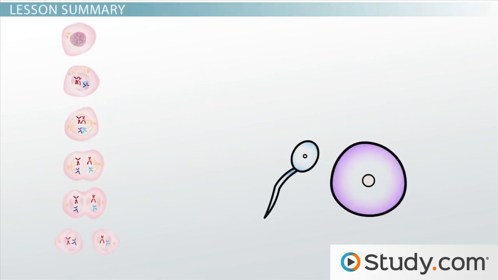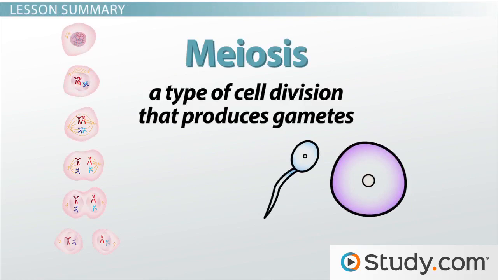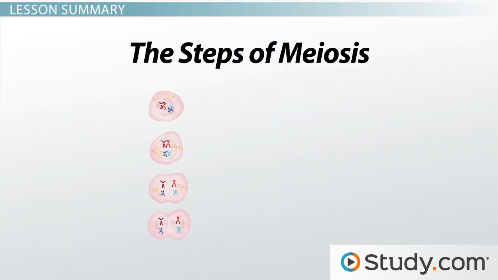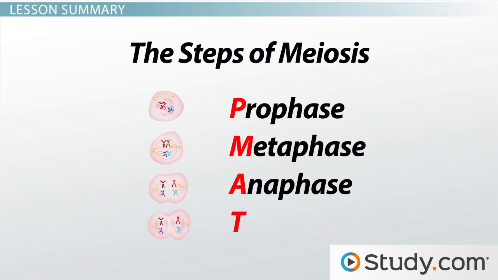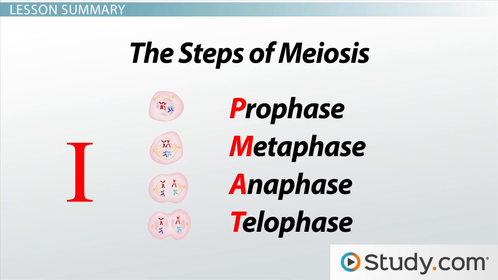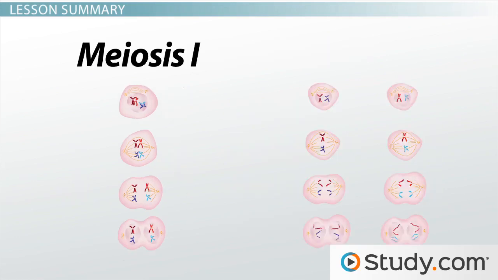Let's review. Meiosis is a type of cell division that produces gametes, which we commonly call the sperm and egg. The steps of meiosis can be remembered using the mnemonic PMAT, which stands for prophase, metaphase, anaphase, and telophase. But we learned that we have to go through these steps twice because there are 2 divisions taking place during meiosis. We call the divisions meiosis 1 and meiosis 2.